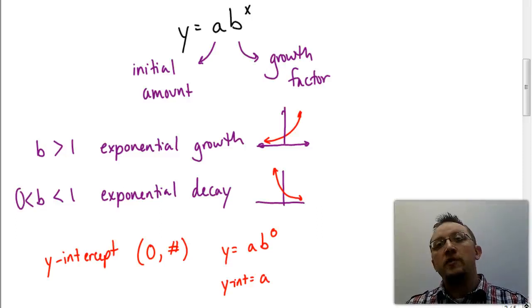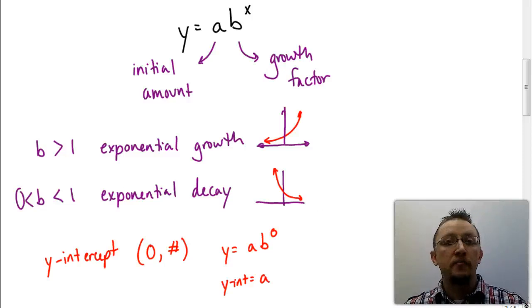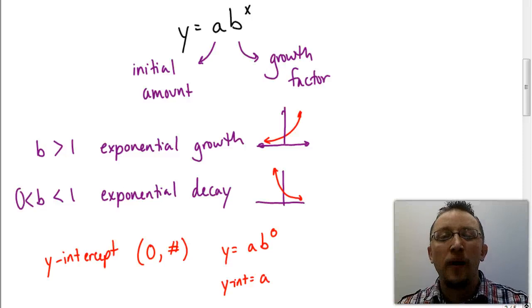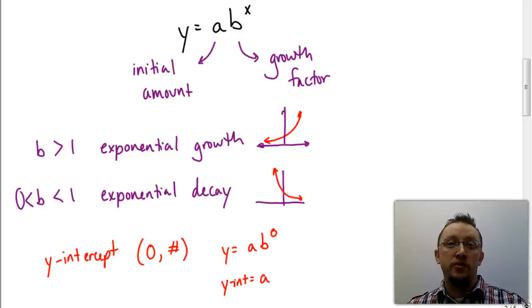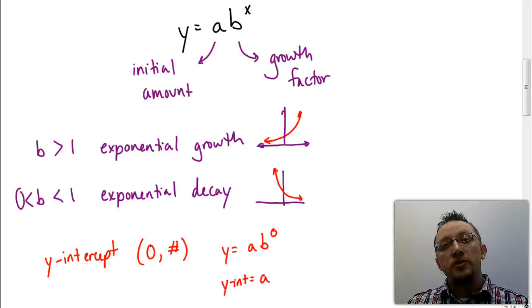Now, the other thing that's very important is that value for a, that initial amount. Because both these graphs, if you notice, do intersect the y-axis. And the y-intercept, remember, is a coordinate. It's a coordinate where x is 0 and y is some number. So if I put 0 in for x in that equation, well, anything to the 0 power is 1. So b to the 0 power would also be 1. So that means that your y-intercept would just be a. So using these pieces, it's going to make graphing a lot easier.